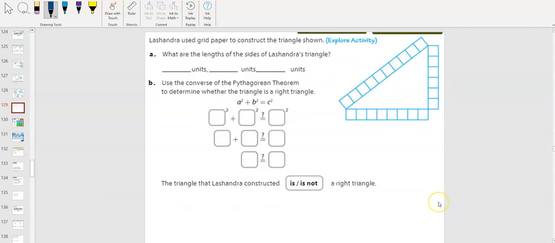So on this problem, it's just kind of more of a word problem with a model. They're not giving you your numbers. You have to figure it out. So Lashandra used grid paper to construct the triangle that's shown right here. We need to know what's the length of the side.